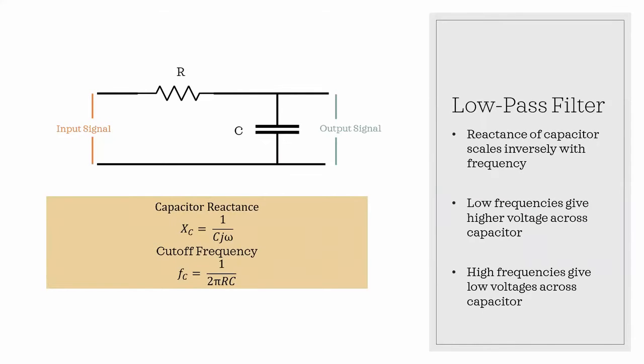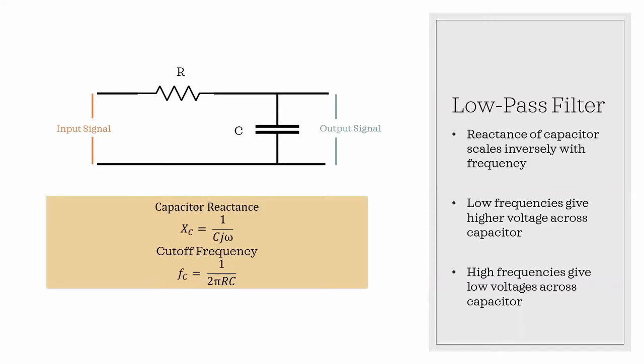How does it work? The capacitor has a reactance that is inversely proportional to frequency, meaning that lower frequencies result in high impedance, which gives a higher voltage across the capacitor when measured. The inverse is also true. High frequencies result in low voltages across the capacitor. So if we are taking our output signal to be the voltage across the capacitor, low frequencies result in a higher output, which means that low frequencies have an easier time passing through this circuit. Hence, low-pass filter.